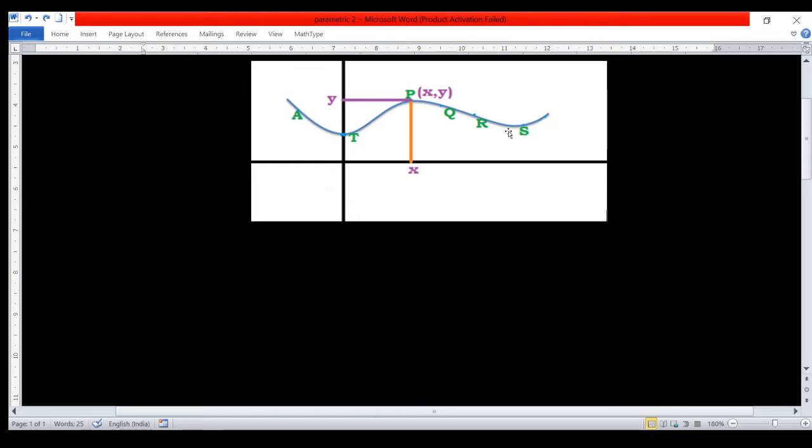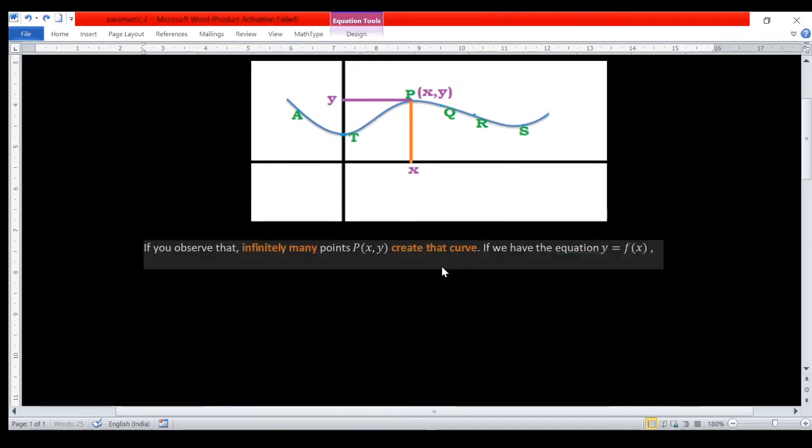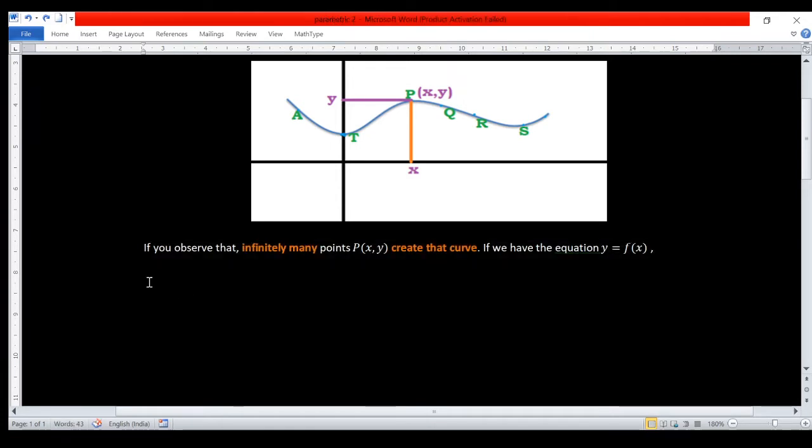Reference radius for the curve. So there are infinitely many points we can find on the curve. Infinitely many points create the curve. So P is one of the points x comma y. So that is the meaning. A collection of points will give a curve in the graph. So if you observe, infinitely many points x comma y create the curve.